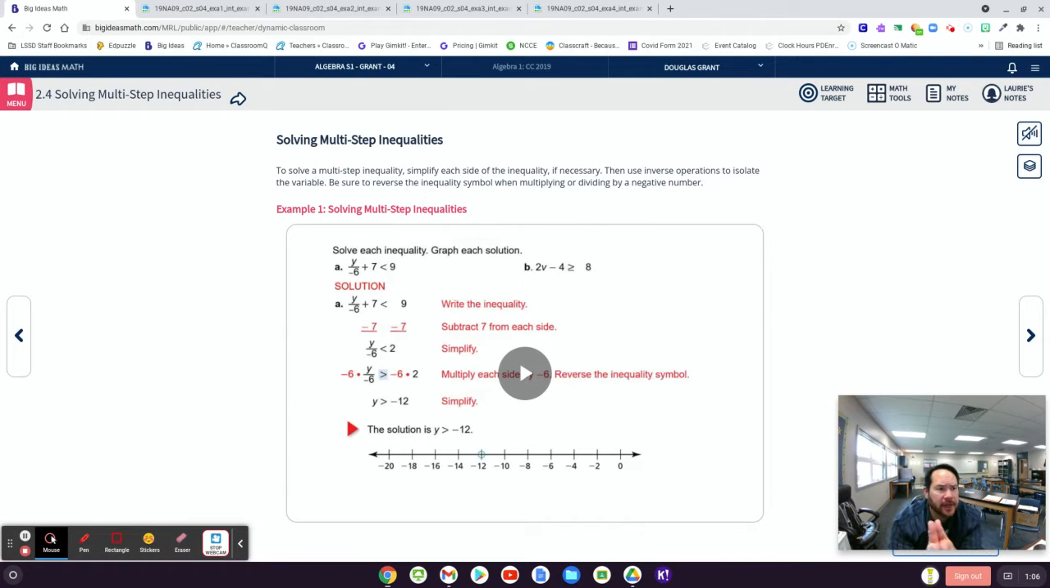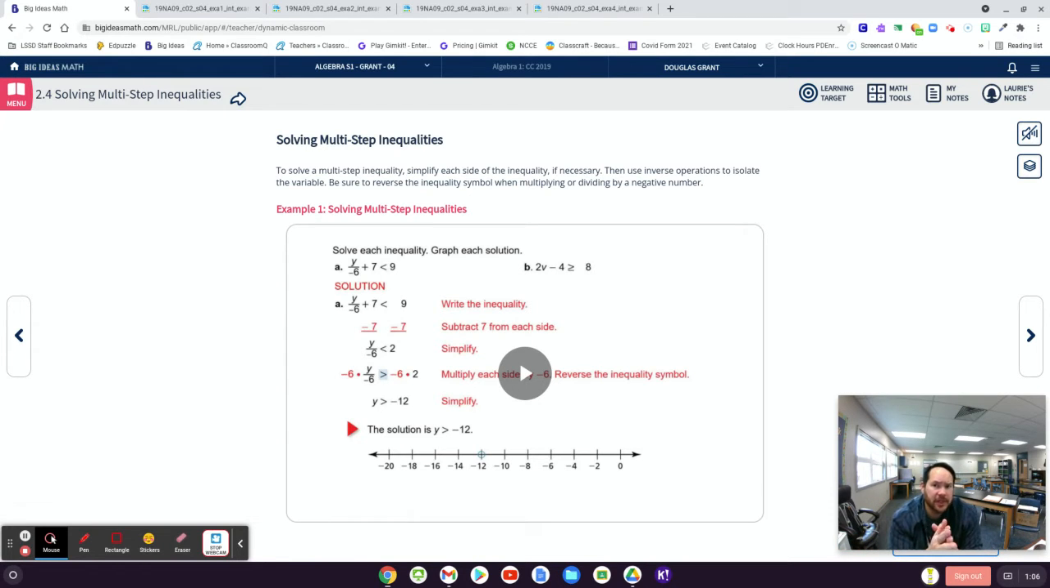Buongiorno, pirates. We're jumping right into 2.4, which is solving multi-step equation inequalities. It's just like solving with addition and subtraction or multiplication and division, but now it's all of those. So you've got to do addition, subtraction, and multiplication and division. But other than that, it's the same as what we've done.